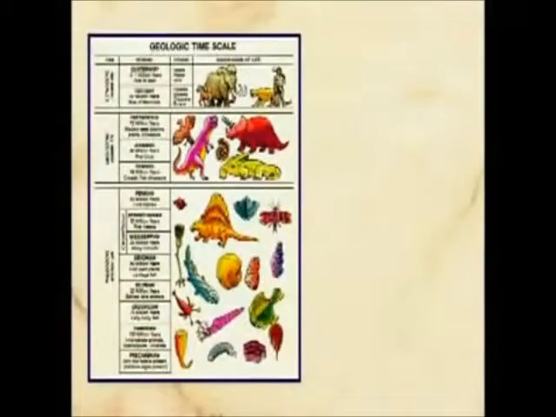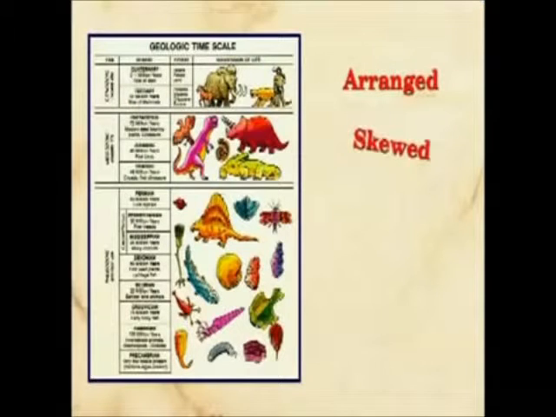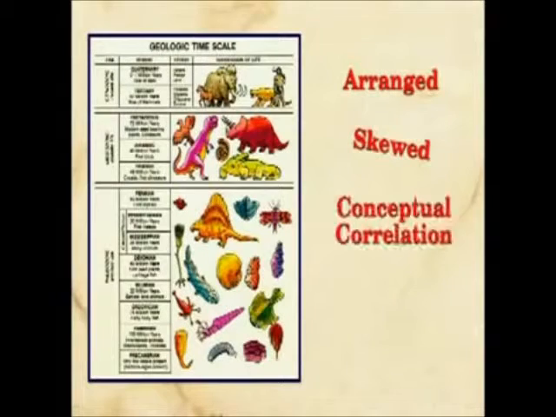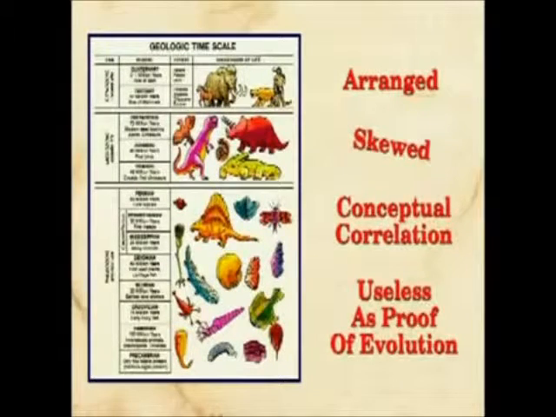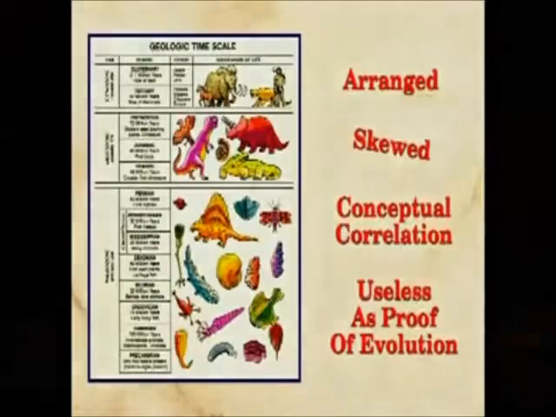Now, you don't have this kind of an ordered sequence. This is an arranged, skewed misrepresentation of what's actually there. It's a conceptual correlation that is useless as proof of evolution because it's based on circular logic. But you do see a general order, I think, that reflects the ecology that we can observe today.